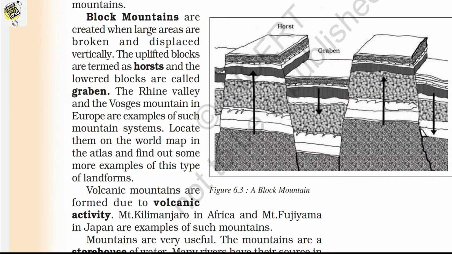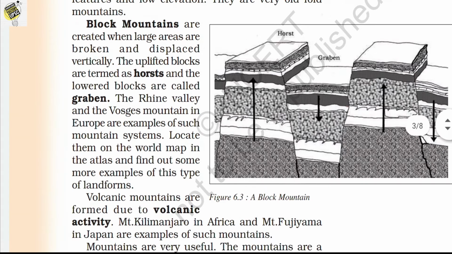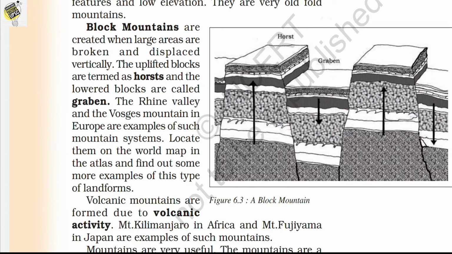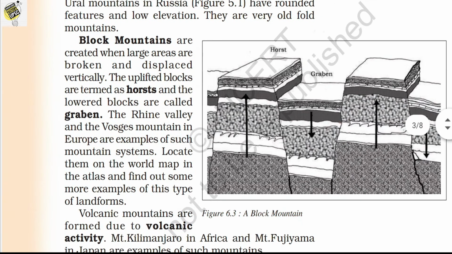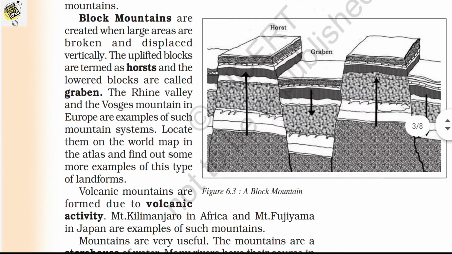The uplifted blocks are termed horsts and the lowered blocks are called grabens. We can find in the picture that the upward portion is known as the horst and the downward portion is known as the graben. The Rhine Valley and the Vosges mountain in Europe are examples of such a mountain system.